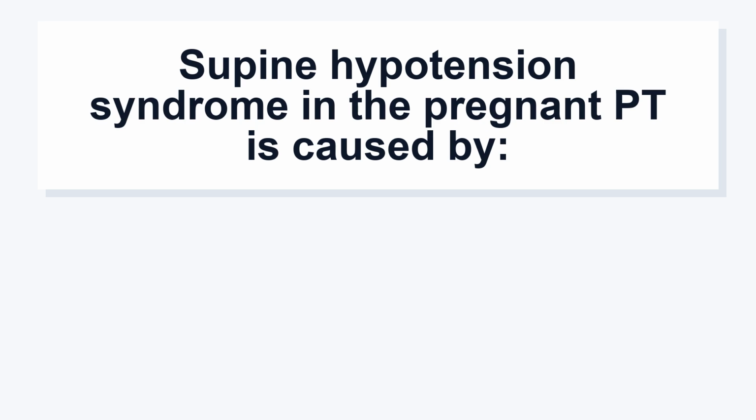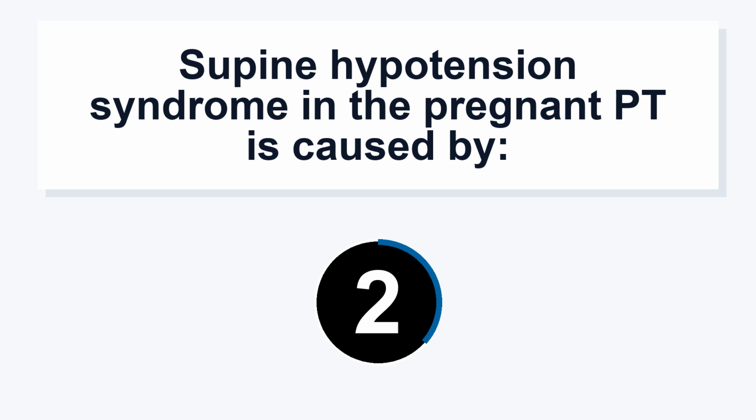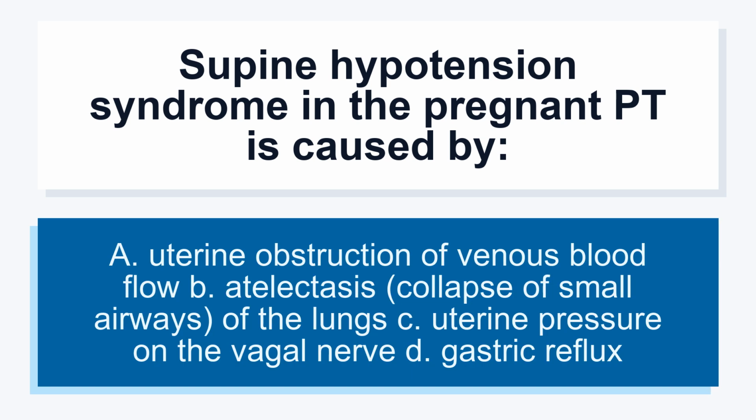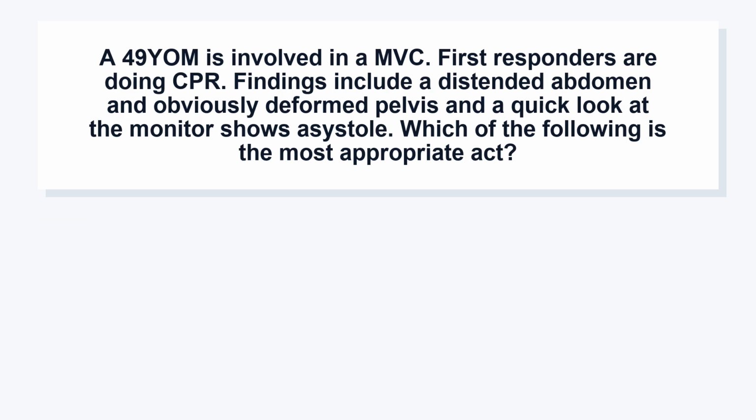Supine hypotension syndrome in the pregnant patient is caused by A. Uterine obstruction of venous blood flow. B. Atelectasis, collapse of small airways, of the lung. C. Uterine pressure on the vagal nerve. D. Gastric reflux.